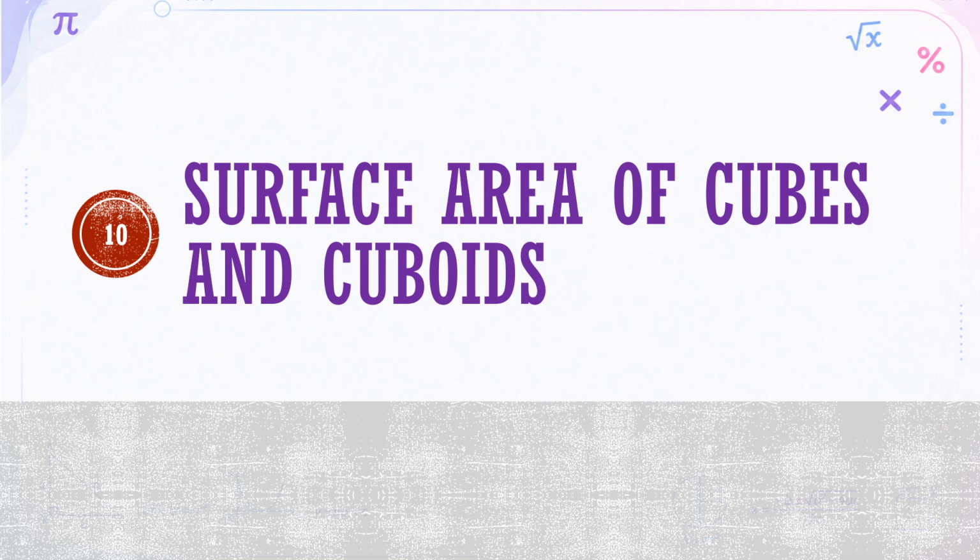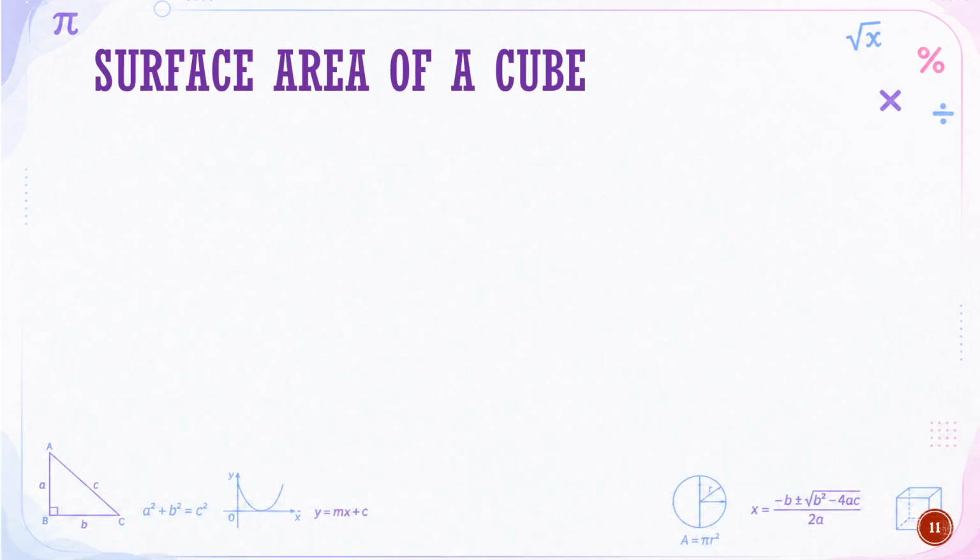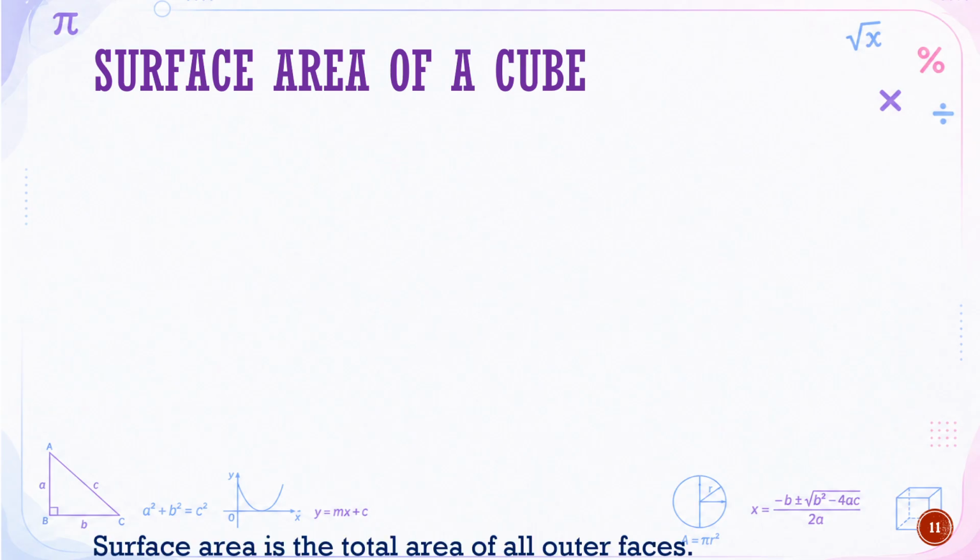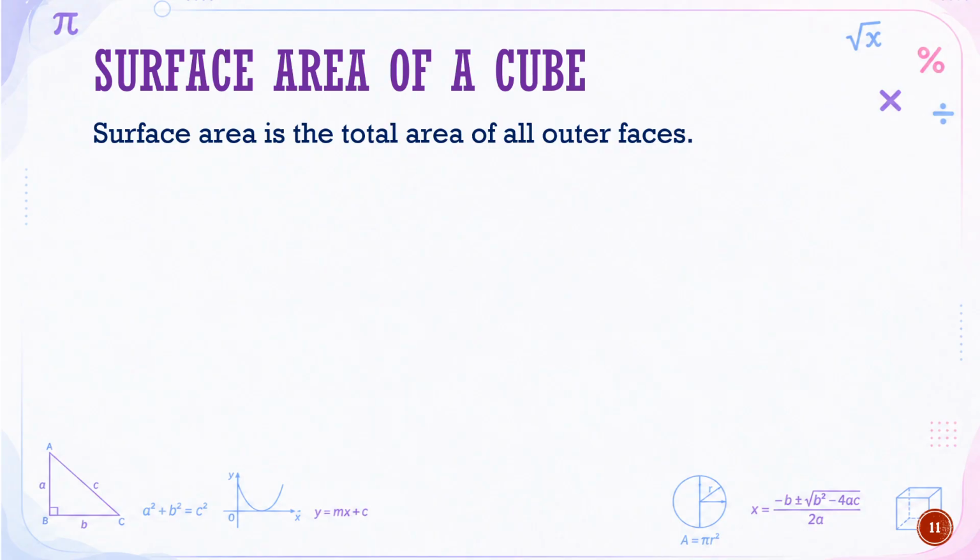Let's talk about the surface area now. So we talked about volume, which is basically the space which is inside the cube or the cuboid. Now what is the surface area? Let's talk about the surface area of the cube first. So the surface area is basically the total area of all the outer faces of the cube. As cube is a three-dimensional shape, we are going to calculate the surface area, that is nothing but the total area of all outer faces.